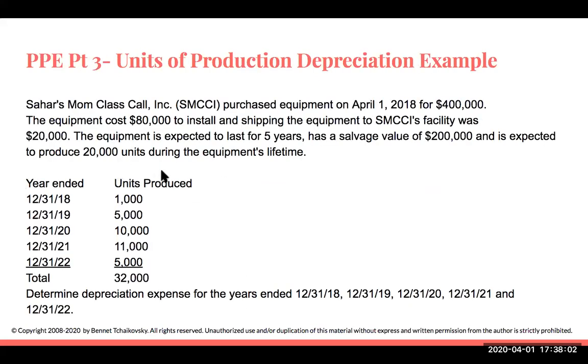So let's take a look at our favorite example. Sahar's mom's class call purchased equipment on April 1st, 2018 for $400,000. The equipment cost $80,000 to install, and shipping the equipment to the facility was $20,000. The equipment is expected to last for 5 years, has a salvage value of $200,000, and is expected to produce 20,000 units during the equipment's lifetime. So here it tells us over this 5-year period how many units we actually produced.